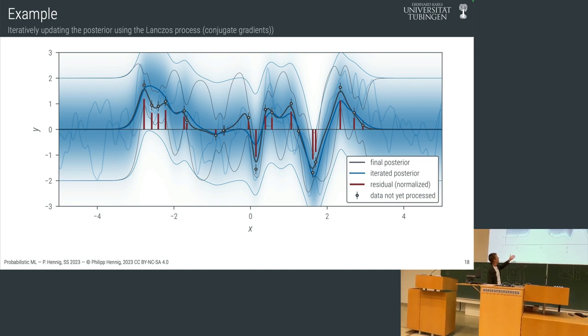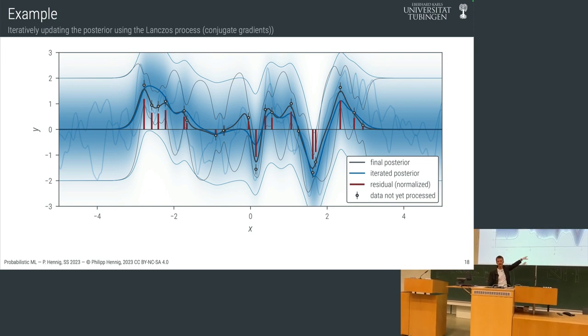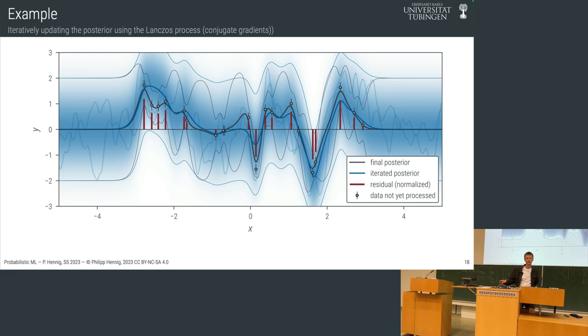And this is our blue estimate. In the background, in black, you see what we're aiming for. That's the ground truth after all data points. And you see that this is much better than the first step of Cholesky. It's already very close to the truth. You could even stop here, and it would be a decent estimate, right? It's not perfect, but it has a lot of the structure already.